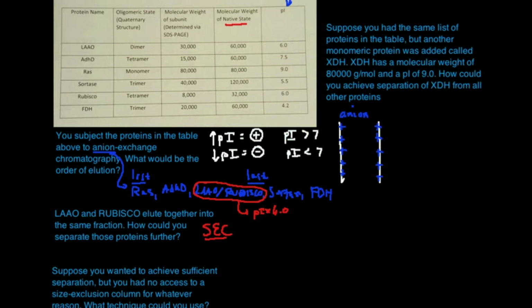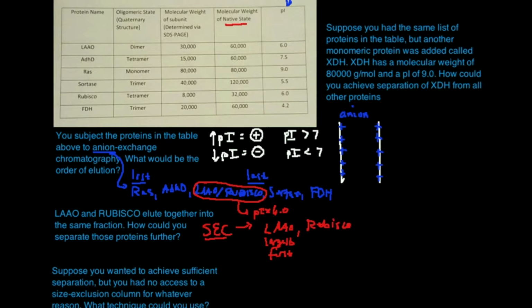And if you were to determine which one of those elutes first, the heavier one elutes first through size exclusion. The heavier one of those two is L-amino acid oxidase. So the first to elute would be L-amino acid oxidase. The last to elute would be Rubisco, just because Rubisco is smaller, so it is going to elute last. Okay, in size exclusion chromatography, the largest one is always first.